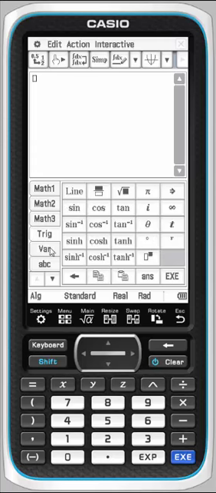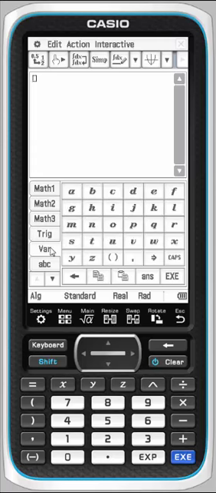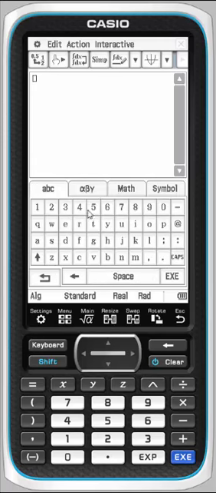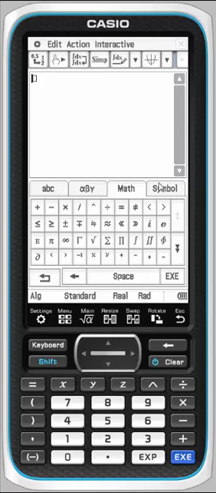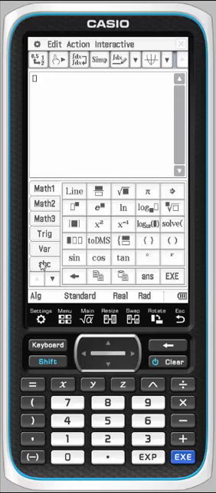we have trig functions, variables. I'll explain those a little more in a minute, and our standard letters, Greek letters, other math symbols. If you get into this part of the keyboard and you're not sure how to get back, it's this little return arrow, which will bring you back to the initial setup.